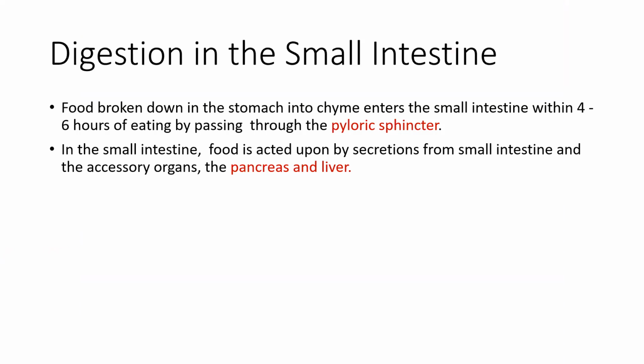Now, in the small intestine, food comes out of the stomach in the form of chyme, that thick, pasty material that's very acidic. It's still carrying all that hydrochloric acid with it from the stomach. And so it's around a pH of 2. And it will enter the small intestine about 6 hours after we ate. Comes through the pyloric sphincter.